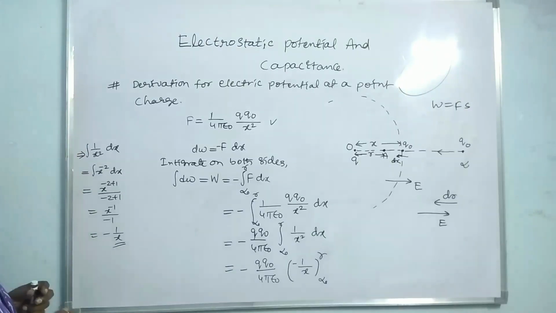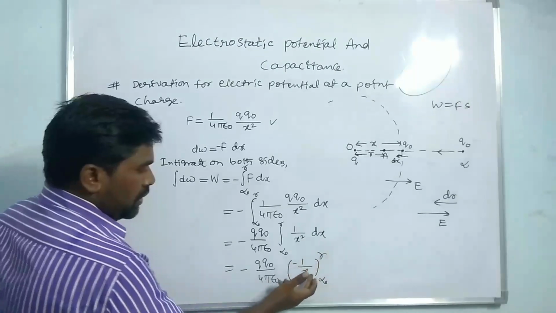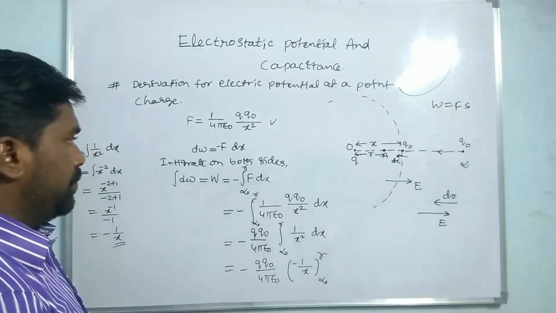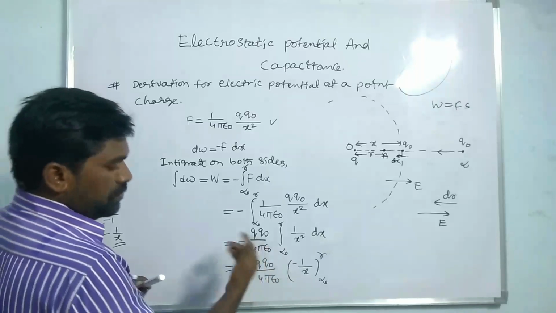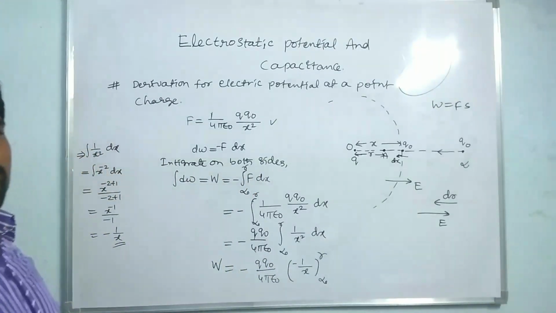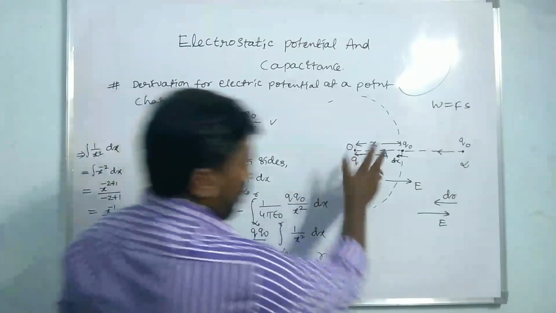Now we have to apply the limits: upper limit minus lower limit. The upper limit is the R value and the lower limit is the infinity value. Let us see what we get. This is the capital W, the total work done to move to distance R.